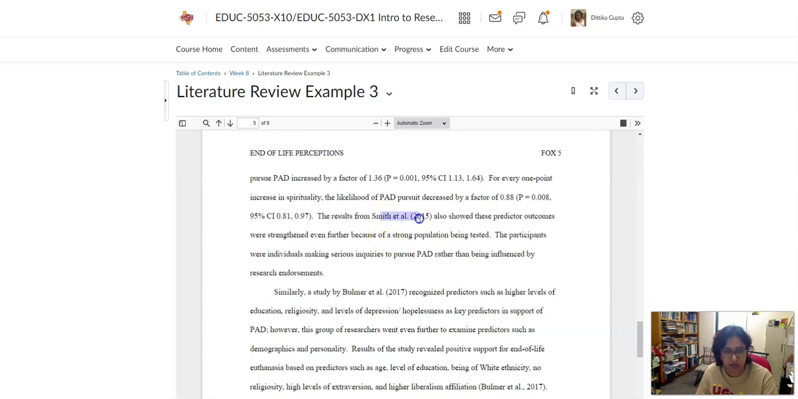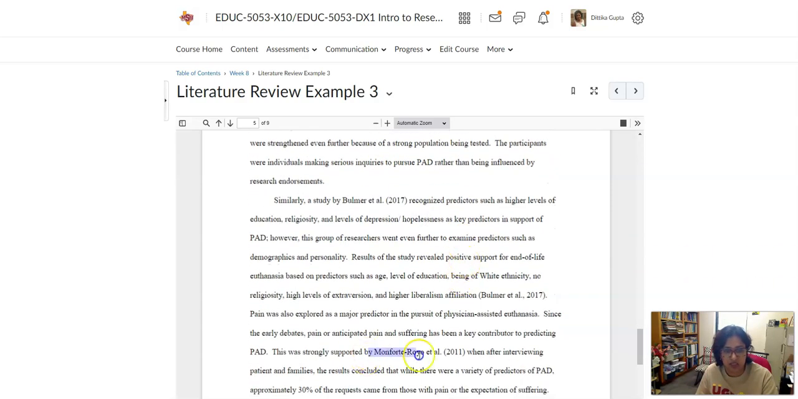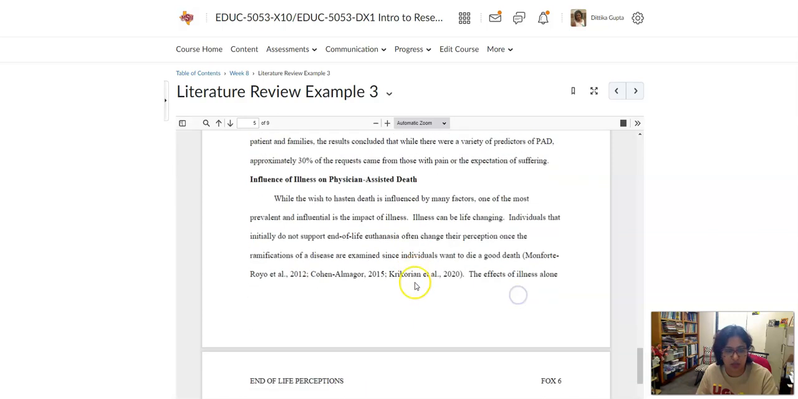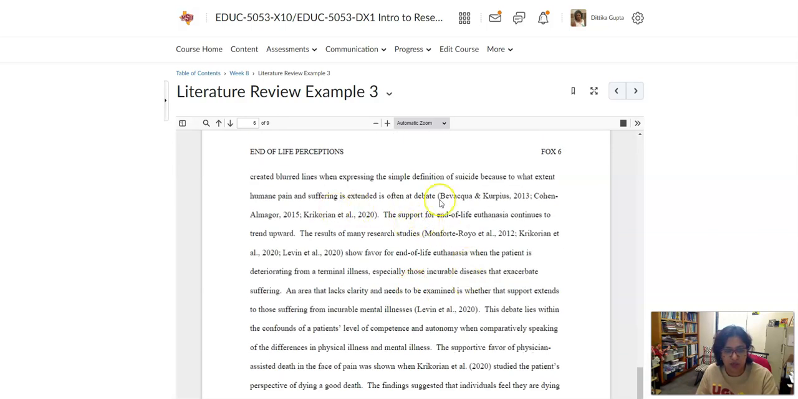And then here is another one. As you can see, she has several. Yes, this one, this one. So you can see that articles are synthesized together in the paragraph.